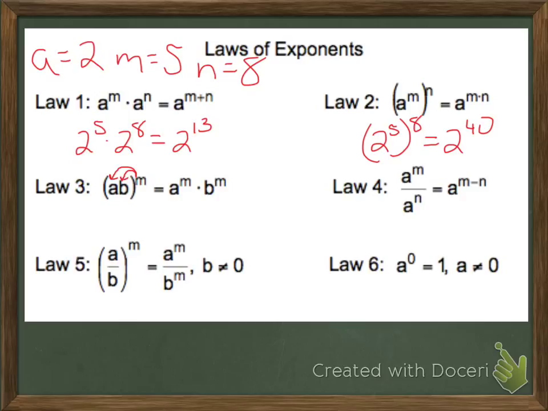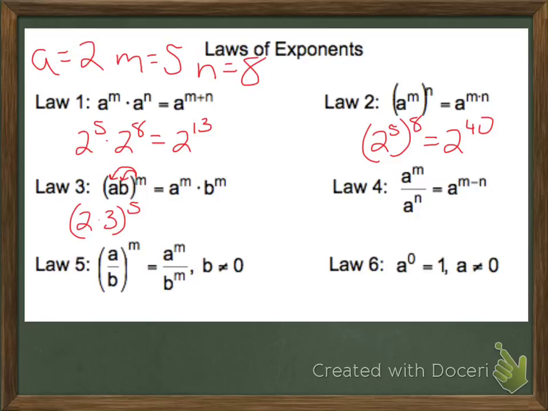So let's put this in terms. So now we've got a B. So let's call B 3. All right. So let's say that we have 2 times 3 to the 5th power. Okay, now I know that 2 times 3 is 6, and so we could actually work out this problem and figure out what is the actual value. We could do 6 to the 5th power, and that would be the same thing.